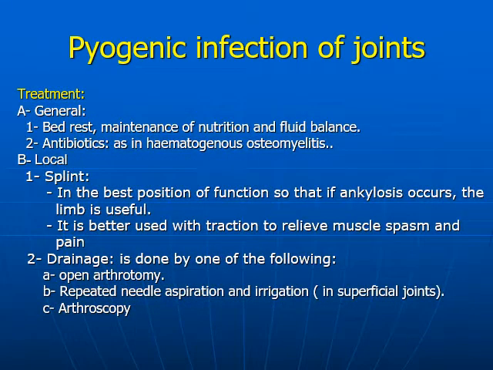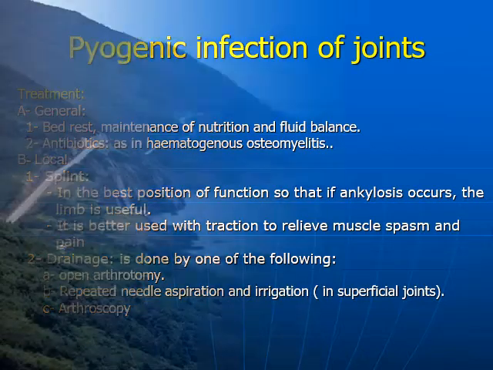How can I treat septic arthritis of a joint? Bed rest, antibiotic, maintenance of nutrition and fluid balance, put the limb in the best position of function by splint to relieve muscle spasm and pain, and then do drainage. Drainage either through open arthrotomy or repeated needle aspiration and irrigation. This is in superficial joints and in children, or arthroscopy.